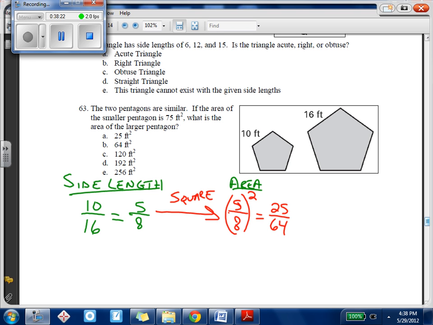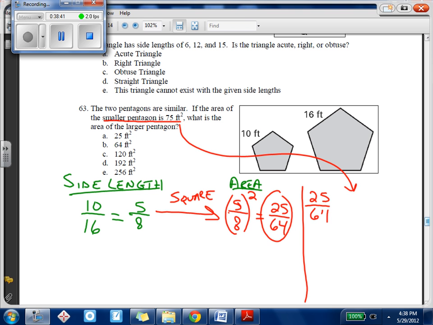Now, 25 here is my small pentagon. And it tells me that the area of the small one is 75. So I need to take this information and put it into a proportion with this area ratio right here. So small to big is 25 to 64 equals, we know that the small one is 75, but we have no idea what the big one is, so we plug in an x. Here we go again, proportion. We need to cross multiply.